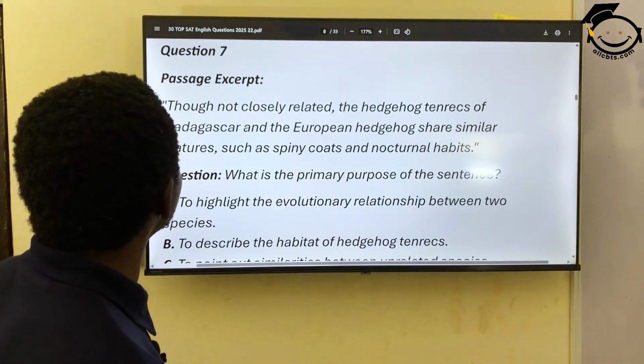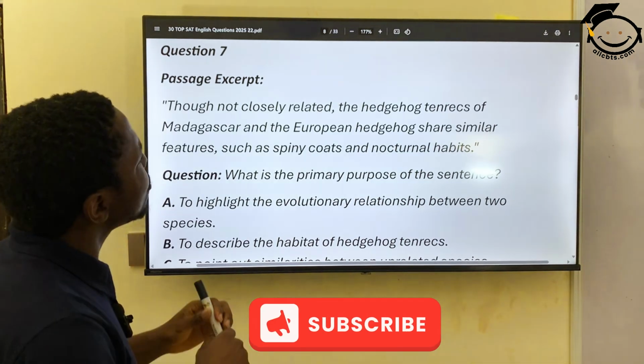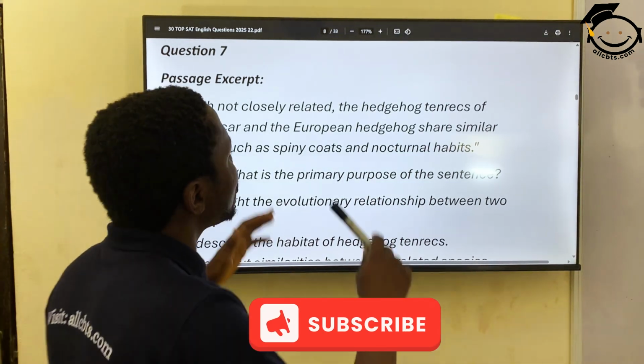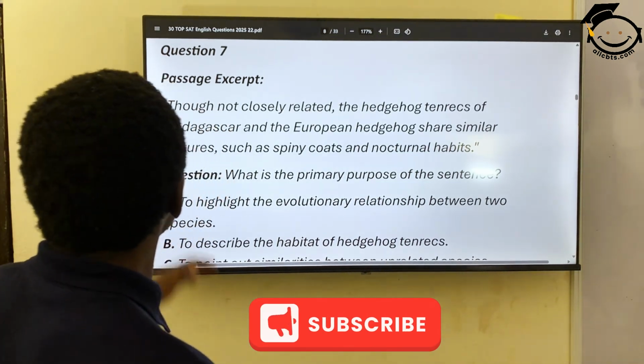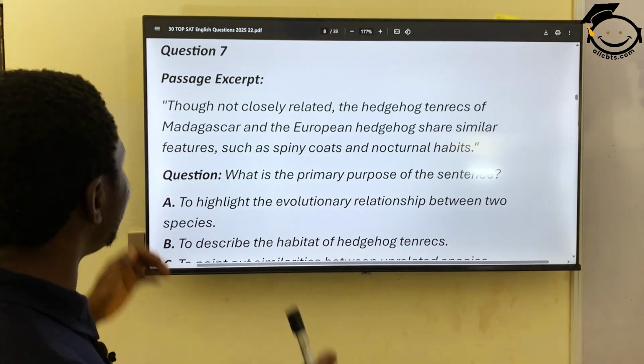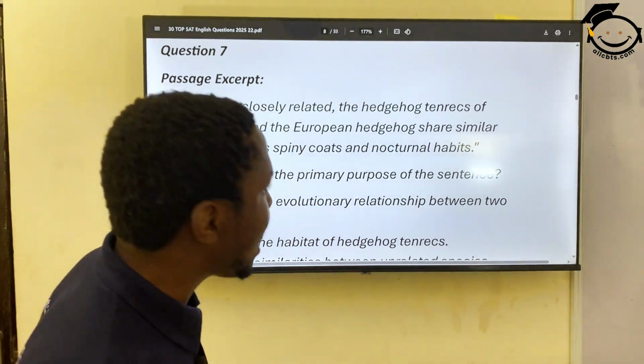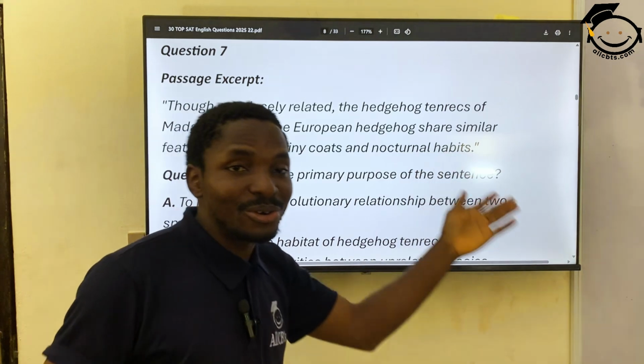Question 7, okay. Also an excerpt. Though not closely related, the hedgehog Tenrecs of Madagascar and the European hedgehog share similar features such as spiny coats and nocturnal habits. What are hedgehogs?